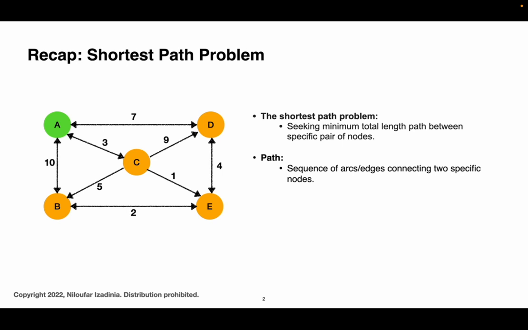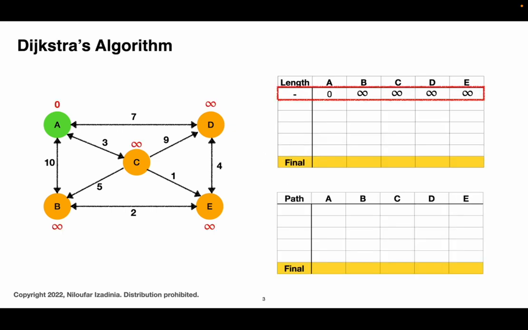But the question is, if we have a node and we want to find the shortest path to all the other nodes in the network, how can we do that? Yes, one way is enumeration, but it may work for this small network, but if you have a large graph, it's not going to be efficient. So we introduce Dijkstra's algorithm to solve the shortest path problem.